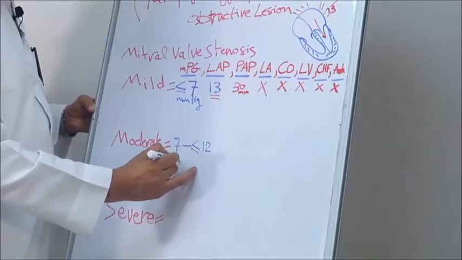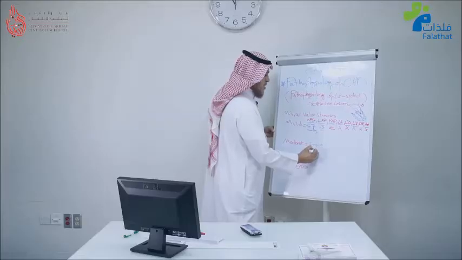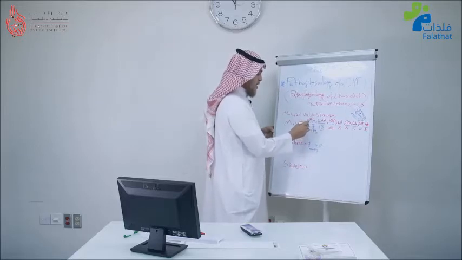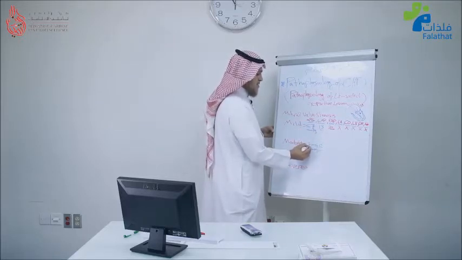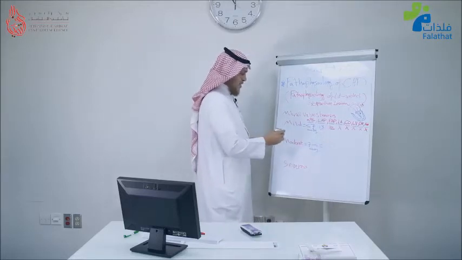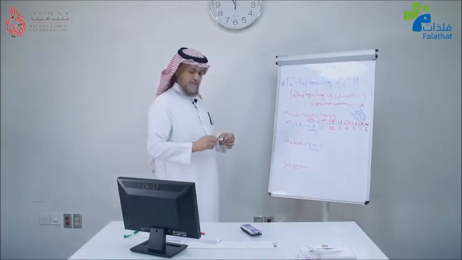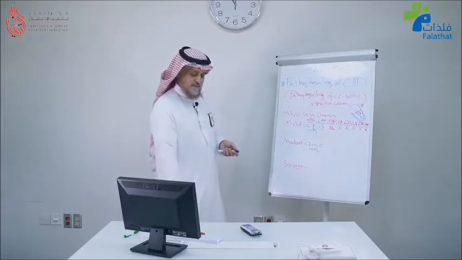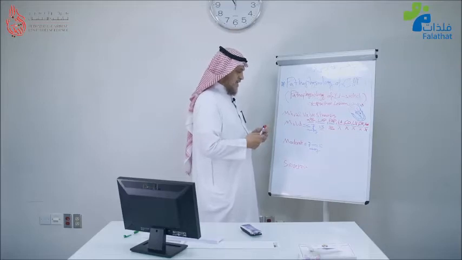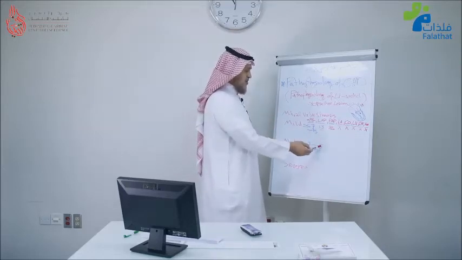That's a mean pressure, huh? Mean pressure difference of anything between 7 or above 7, because it was equal 7 in the mild, to less than or equal 12 millimeter mercury. Obviously here, if we practice the same exercise we are doing throughout, let's take that it is actually 12.